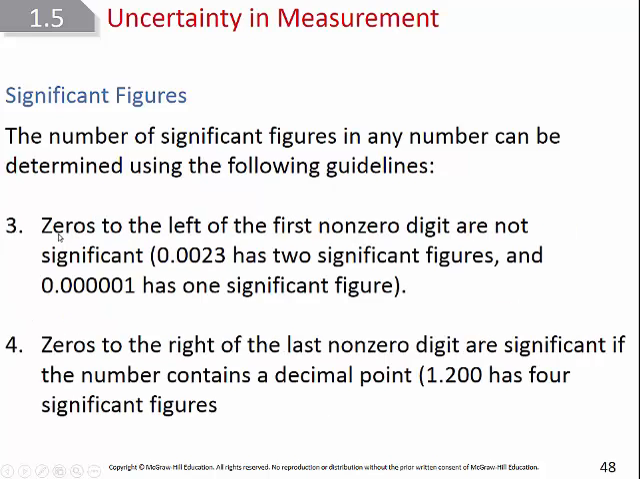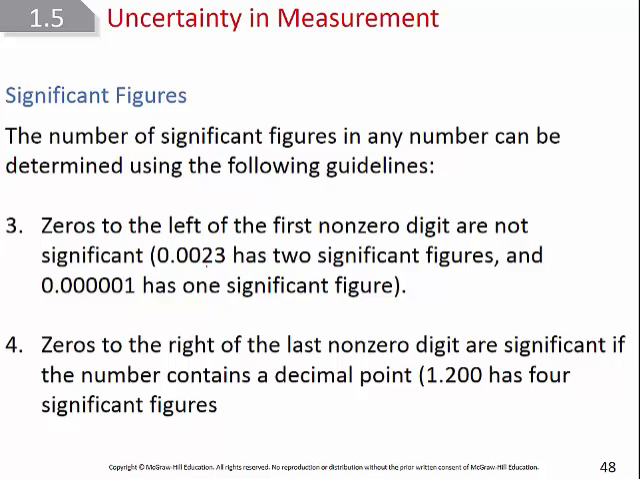All right. Zeros to the left of the first non-zero digit are not significant under any circumstances. These are actually just placeholders. So 0.0023, these 3 zeros do not count as significant figures. So I only have 2 significant figures. 0.000001 has just 1 significant figure. Now the reason why these are not significant figures, as I said, they're just placeholders. What does that mean? That means if I were to rewrite these in scientific notation, those zeros would disappear.